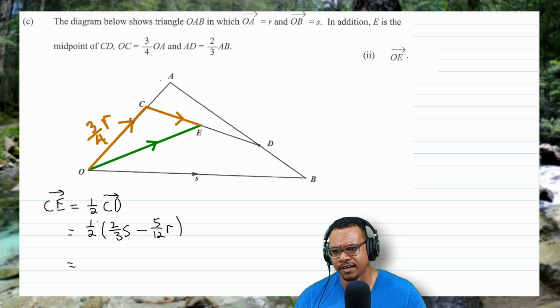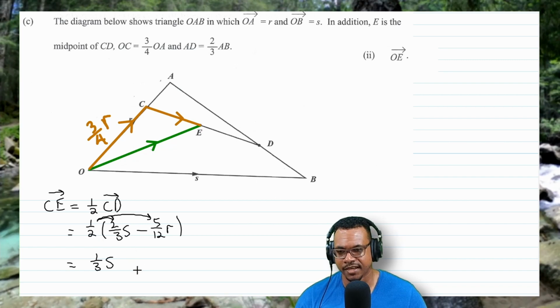So we're multiplying a half by 2/3. The 2 will cancel 2 and leave 1/3. So that's 1/3 S. And a half by -5/12. Nothing will cancel, so the 2 will just multiply by 12, so you get -5/24 R. So this is C to E.